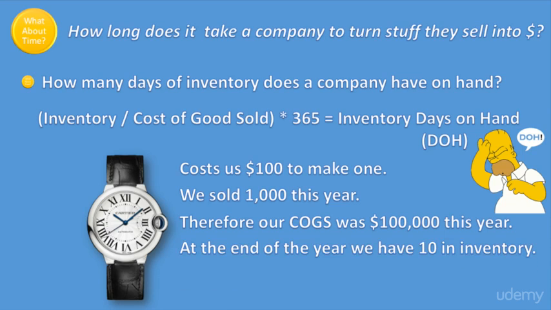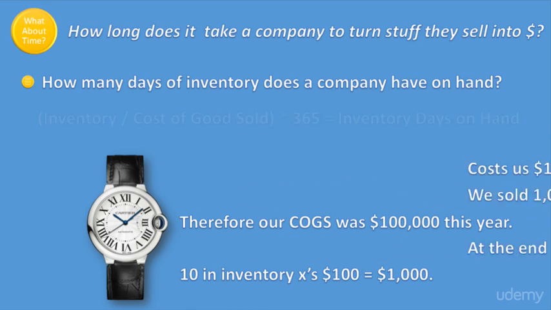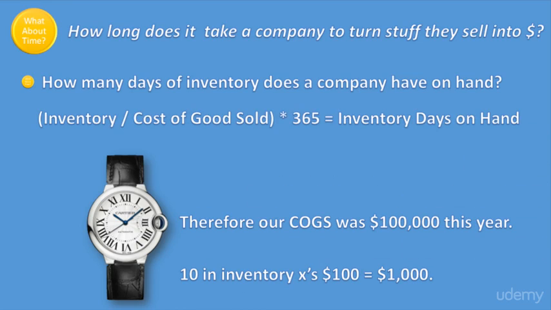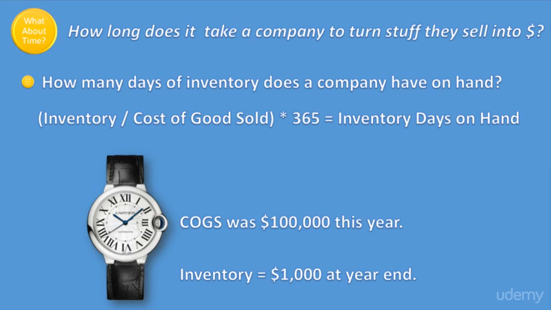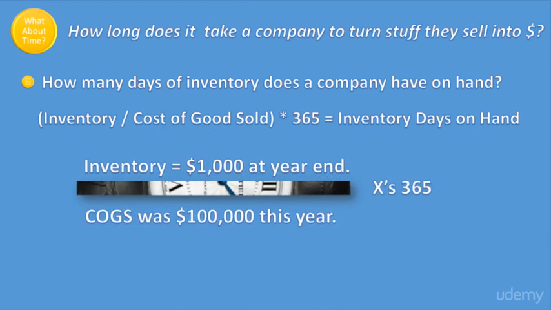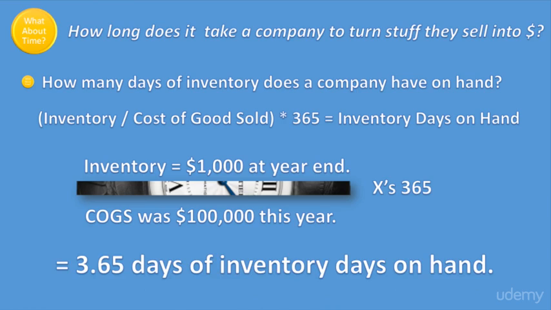All right, at the end of the year, we have 10 in inventory. 10 times 100 equals 1,000. Okay, stay with me here. Cost of goods sold again was 100 grand for the year. Inventory is $1,000 at the end of the year. Okay, we had 10 left, right? And the inventory times $100 each. All right, creative, eh? So inventory divided by the cost of goods sold times 365 equals 3.65 days of inventory days on hand.